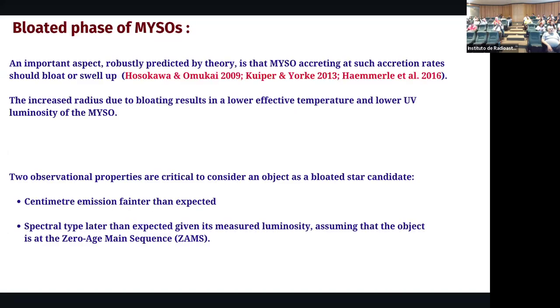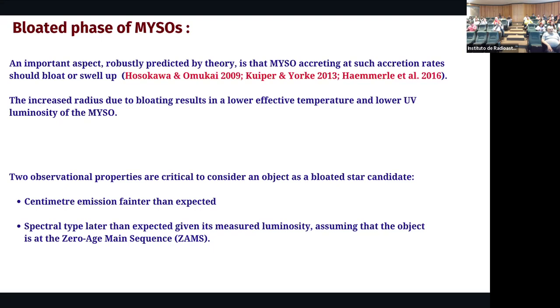Several theoretical works studying the initial evolution of massive stars with such high accretion rates have predicted that the massive stars would bloat or swell up during the evolution phase. This kind of bloating is found to be a robust feature of protostar evolution, independent of the accretion geometry and the adopted initial model. The increased radius due to bloating results in a lower effective temperature and lower luminosity of the MYSO.